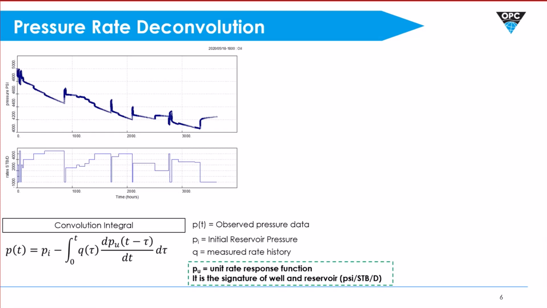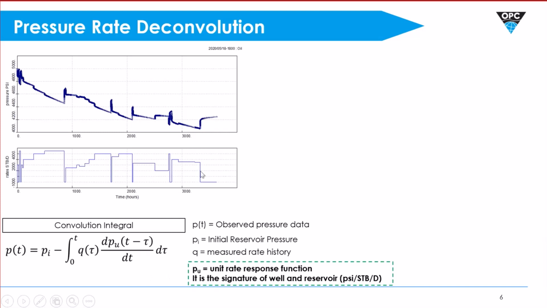Again, that can come from your downhole gauge, or it could come from MDT data extrapolated back up to gauge depth. Q is your measured rate history here in blue. And PU is the unit rate response function, and it is a signature of the well and reservoir. And note the units: psi per stock tank barrel per day. So this is the important part of this equation.